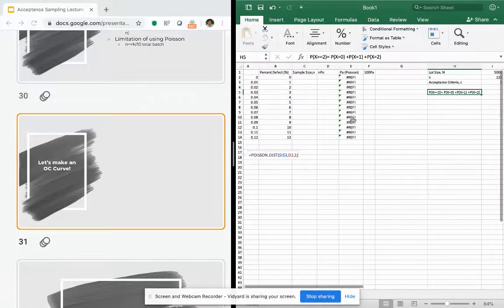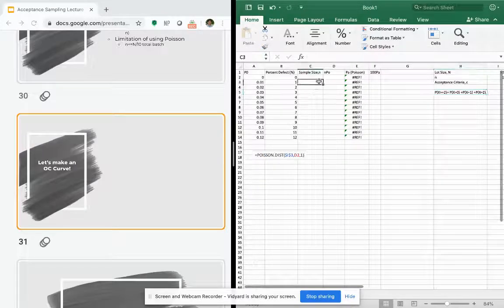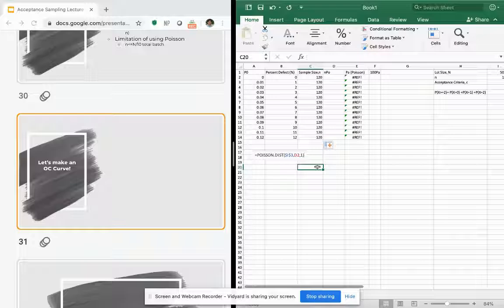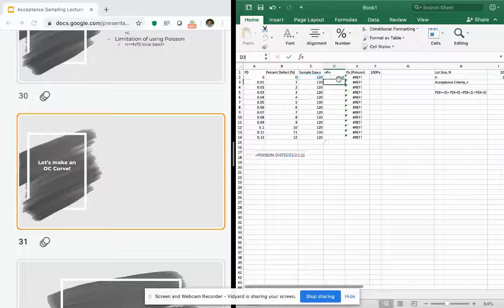I have a column here for the sample size, so we can fill that in since we chose a sample size of 120. And the average defects in the lot, which is NP, can be calculated by multiplying the sample size by the probability. So I have NP here, and to get NP, we are going to multiply the sample size by the probability of defects. Cool. So this actually turns out to be the mean value for our Poisson distribution.